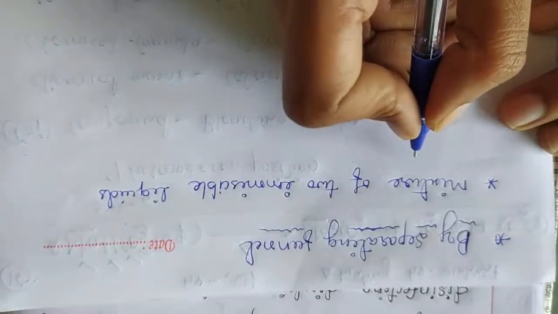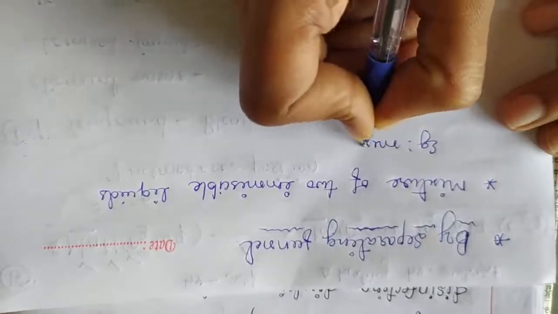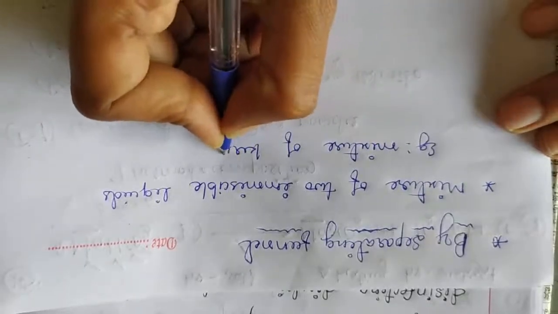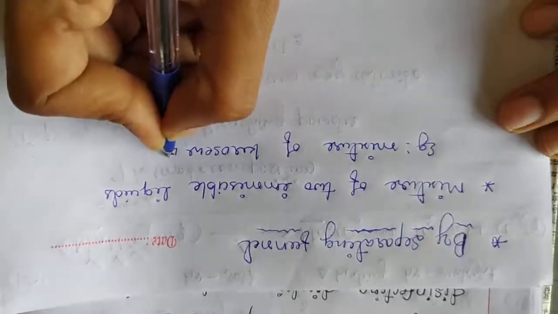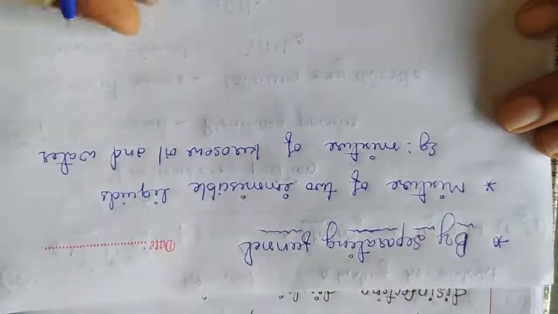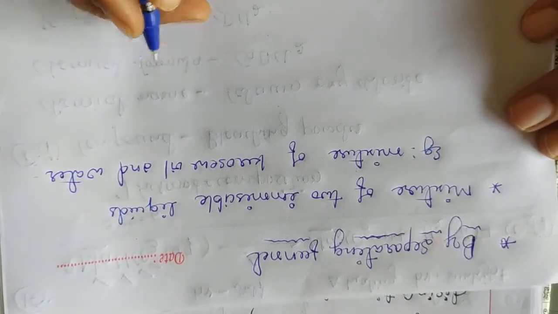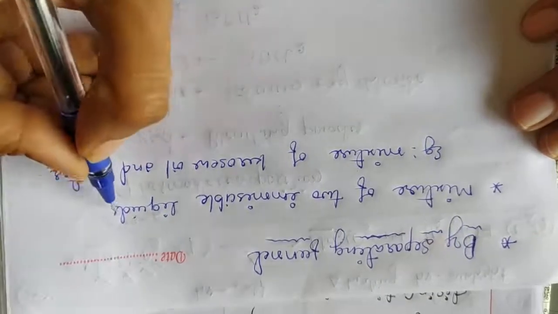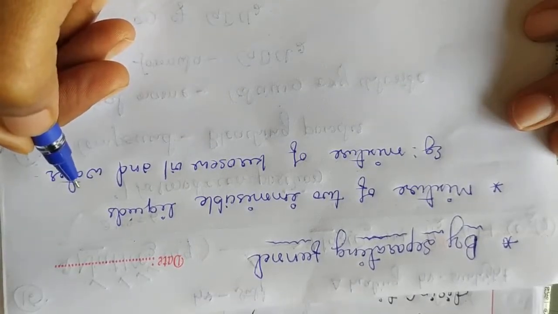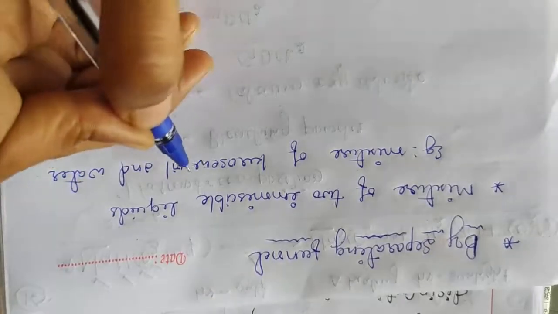Examples of immiscible liquids are a mixture of kerosene oil and water. It is an example of immiscible liquids. We have other examples also, for example, a cooking oil and water mixture. It is also an example of immiscible liquids.